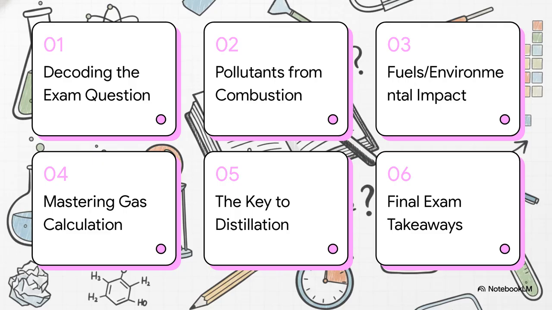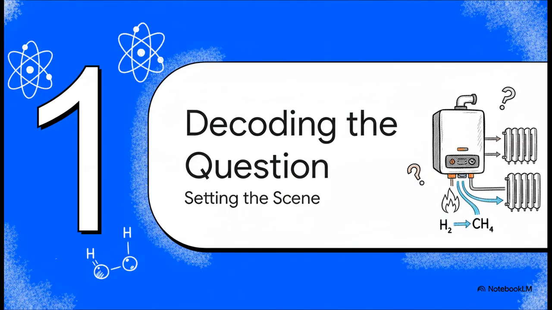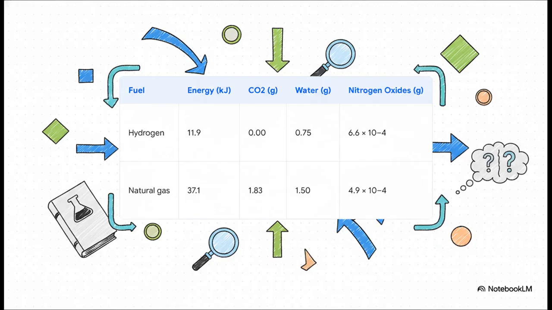Let's get into it. So, let's set the scene. This whole question is about the fuels we use for our central heating. It's putting two options head-to-head, hydrogen versus good old natural gas, which is mostly methane. The examiners give you this table right at the start, and you've got to pay attention to it. This data is absolutely crucial. It holds all the evidence you're going to need to unlock the answers for a bunch of the questions later on, so get familiar with it.